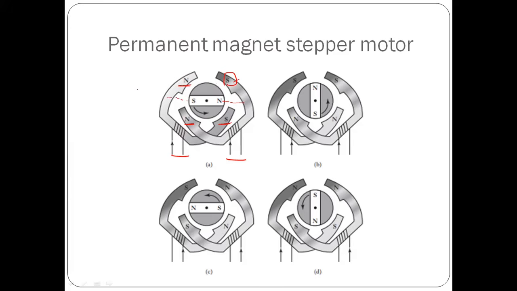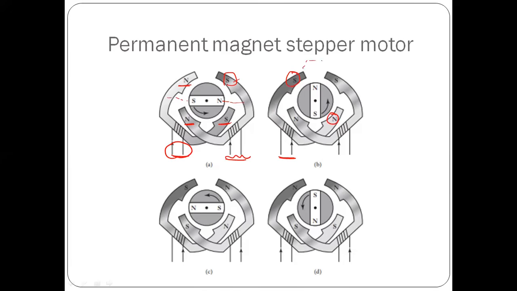So this is the initial position of the motor, say. Now what I'm going to do is keep the current here the same and reverse the polarity of this current. So I have changed the direction of this current, which will in turn change the polarity of the magnet. Now if you see, this has become south and this has become north.